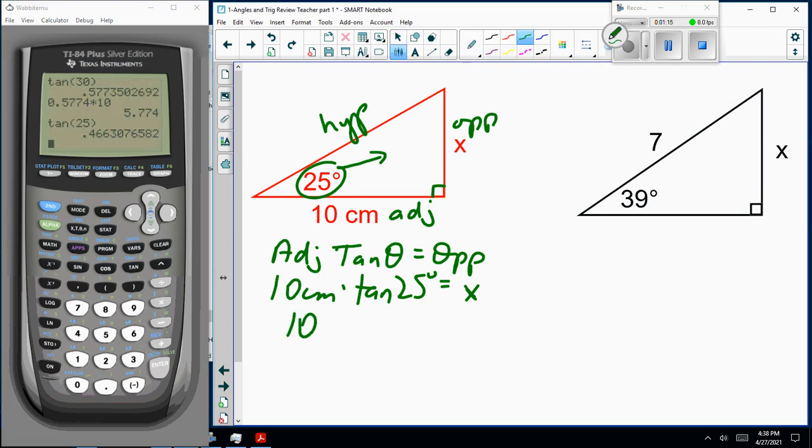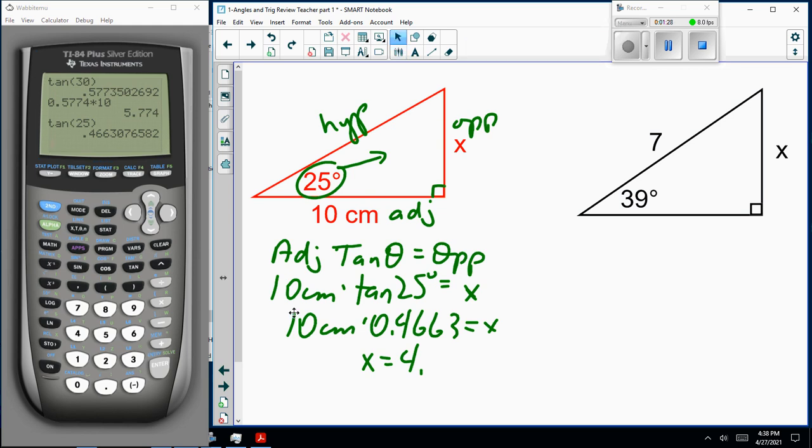So this is 10 centimeters times 0.4663 equals x. 4.66 times 10 is 4.66, which rounds to 4.7 centimeters. Alright, so far so good?